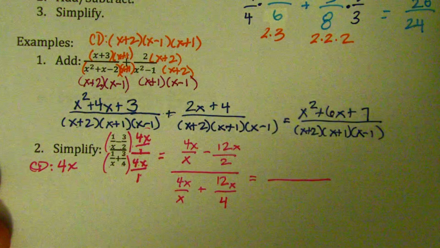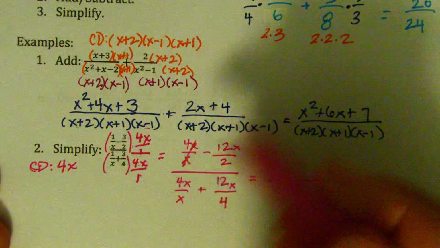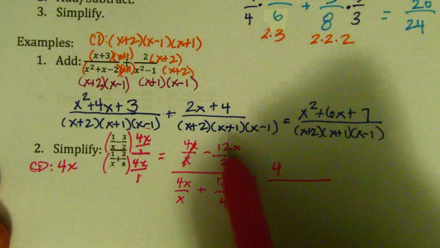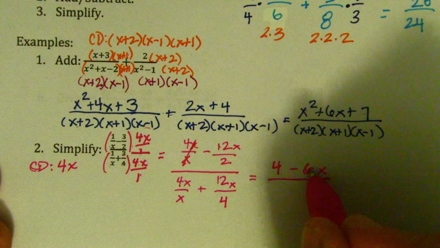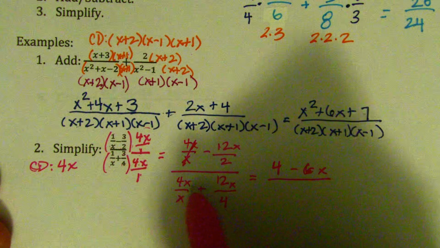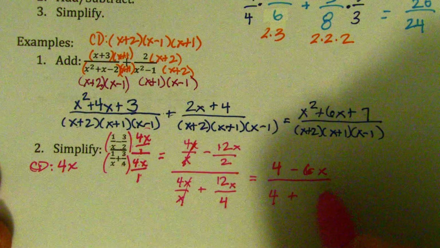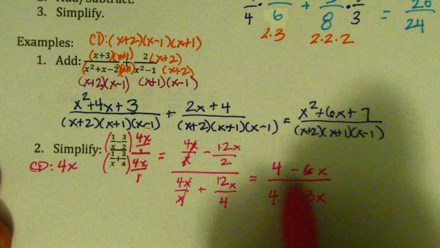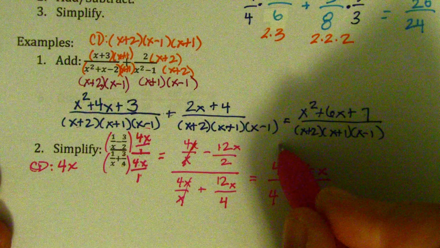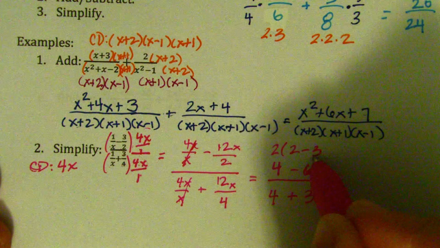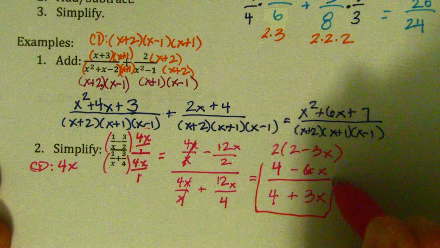And then all of those will reduce. So 4x over x, those x's cancel, and I just have 4. 12x over 2, that reduces to 6x. 4x over x, the x's cancel, and I just have 4, plus 12x over 4 is 3x. Neither of these can reduce. They can't, if I factored the top, even if I factored it, it would be 2 times 2 minus 3x. And there's still no common factors to cancel out. So this is just my answer.